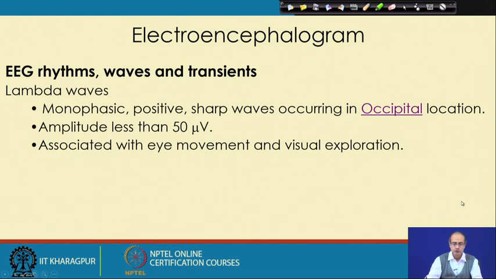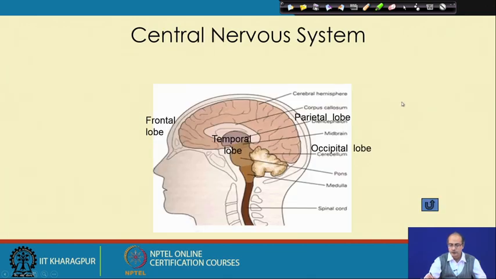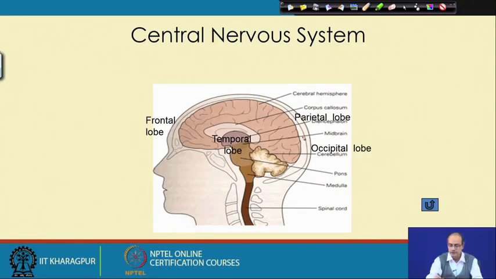Now, let us look for one more. Let us look for the lambda wave. The lambda wave could be a monophasic positive sharp wave occurring at the occipital lobe. So, first let us look at what the occipital lobe is. This is the region of the occipital lobe, this part we have marked, that means at the back of the brain, and in this region we put the electrode and take the recording.